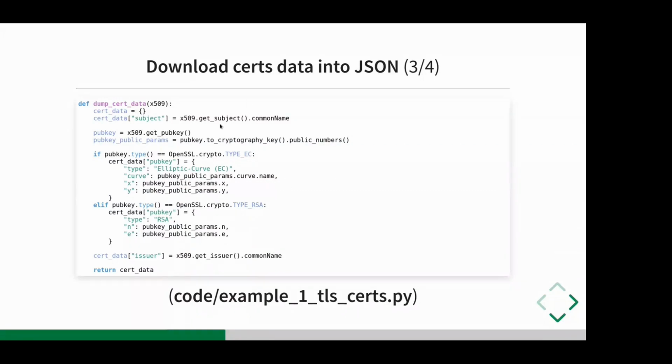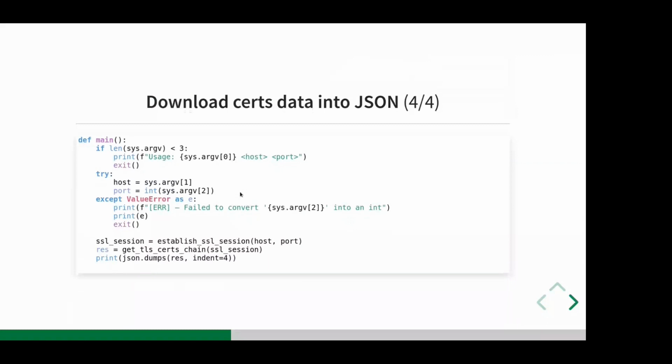Here I get the common name of the subject field of the certificate. All the fields, you can access them through Python. For example, for the public key, I have an if because if it is an elliptic curve, then I have a certain structure, otherwise I have a different structure. Things like that. And then I return the cert data, and this is how you use it.